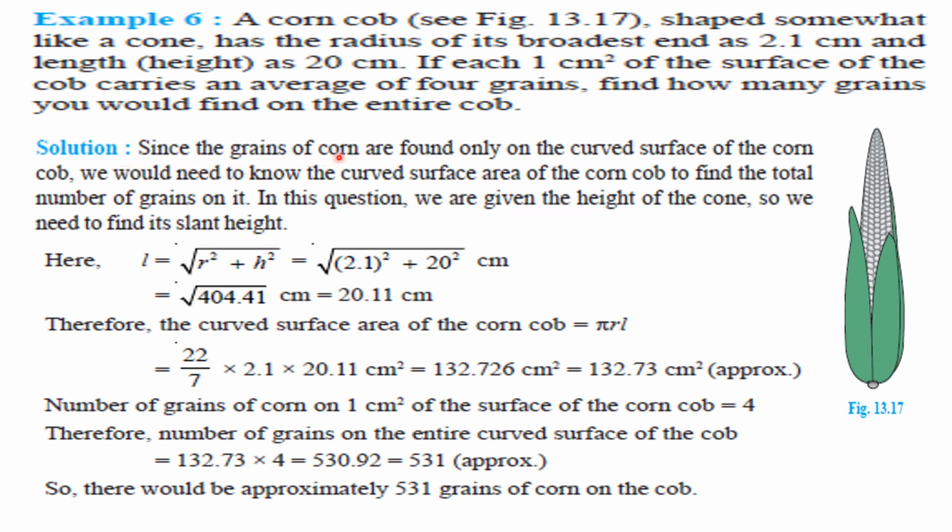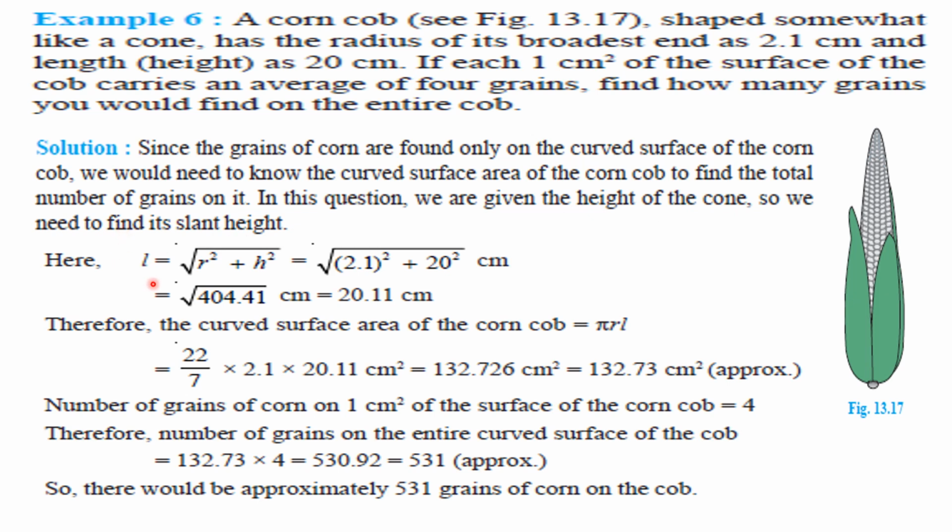Now come to the solution part. Since the grains of the corn are found only on the curved surface area of the corn cob, we would need to know the curved surface area of the corn cob to find the total number of grains on it. Yes or no, my children? Got this point? Yes. In this question, we are given the height of the cone, so we need to find its slant height. Yes or no, my children? To find the curved surface area of the cone, what are the values needed? L and R. Yes or no, my children?